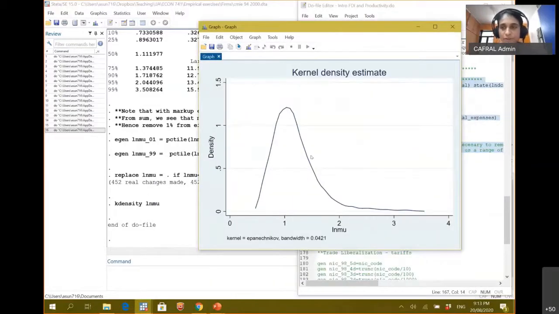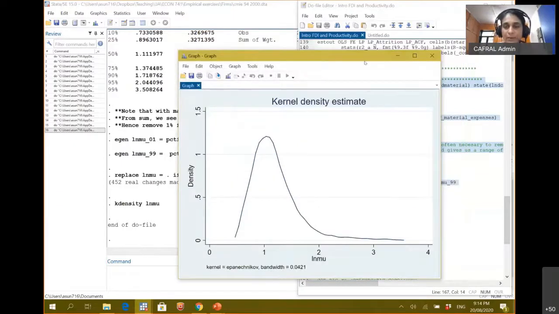Note that this looks very similar to markups in many other countries. You have a mass centered at around 1, because you're looking at the markup over marginal cost here. But then you have a pretty large tail of firms that are charging very high markups, with firms charging 2, 3, 4. This looks very similar to other countries. I have some data for Ethiopia, for example, and it's a very similar story, a very big tail of firms.